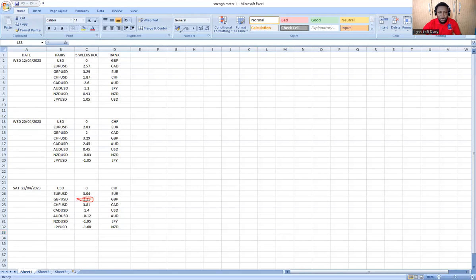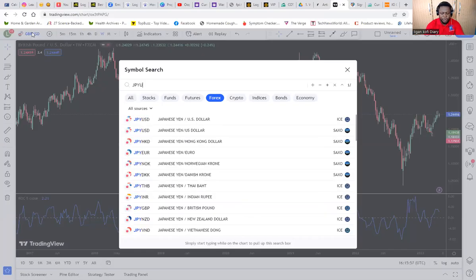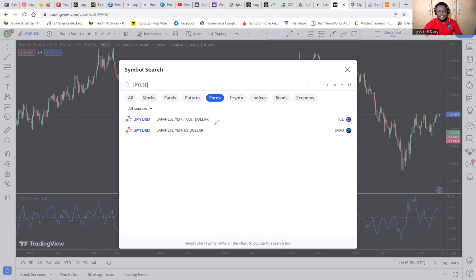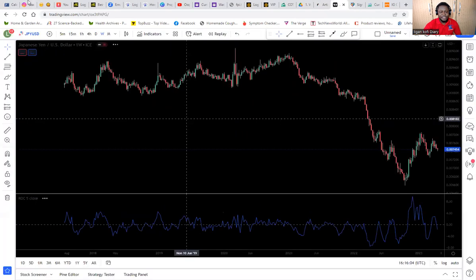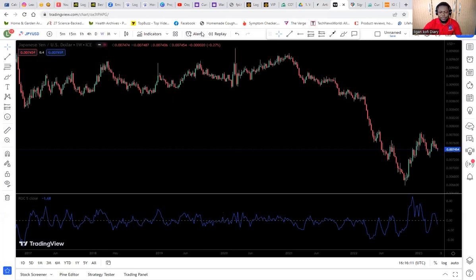Now, for all the currencies, like JPY USD, you type JPY USD and you get the currency like that. That's one good thing about TradingView. So if you come here and type JPY USD, you will get it. It's here. You see, they'll give you symbols that have JPY USD. Here it is, and you get it. It will give you the figure, negative 1.68.